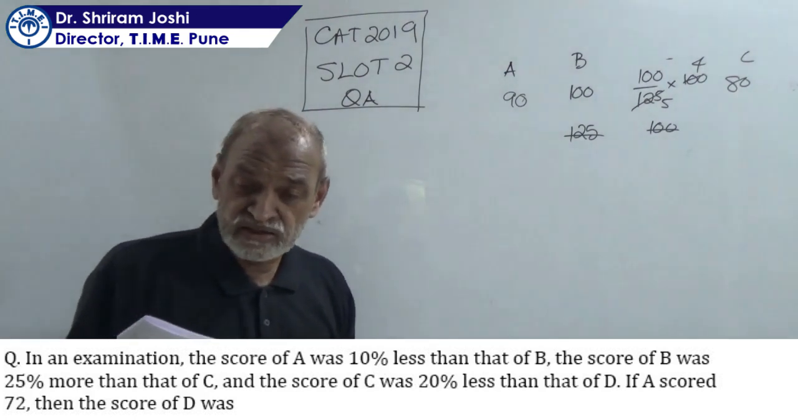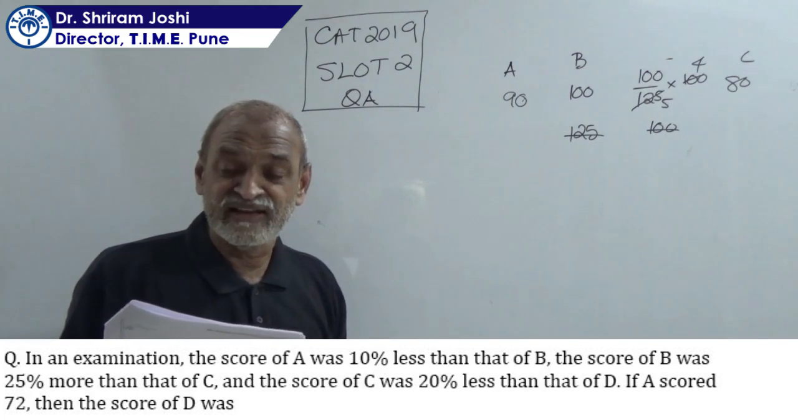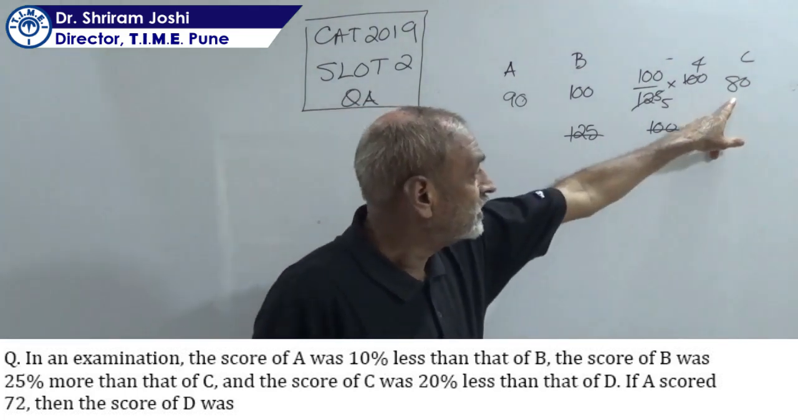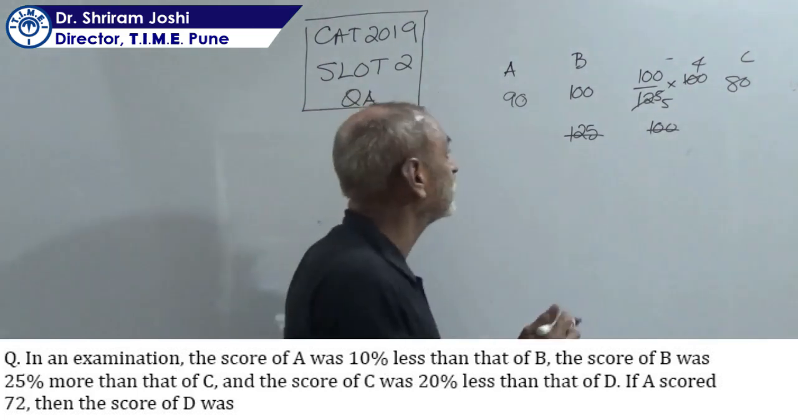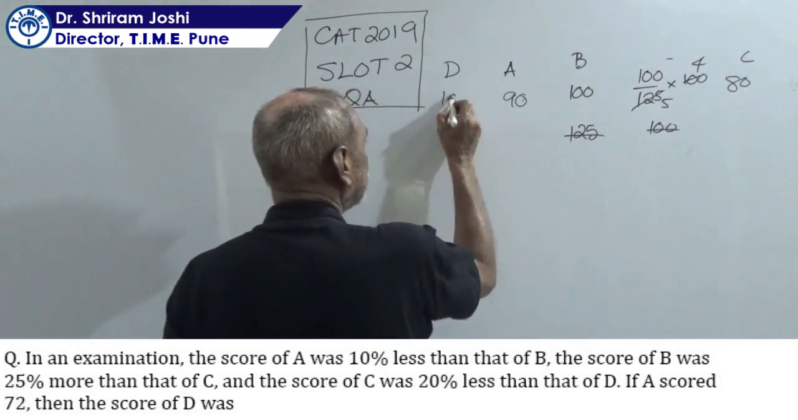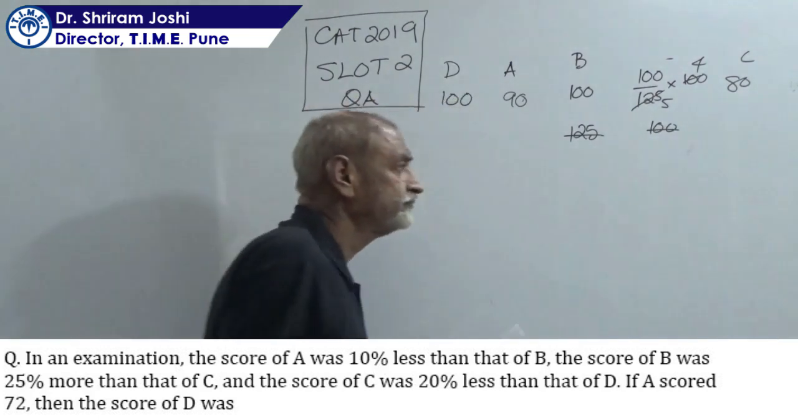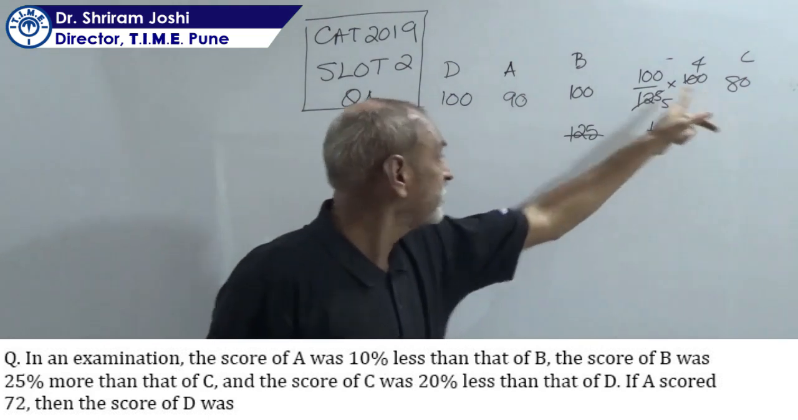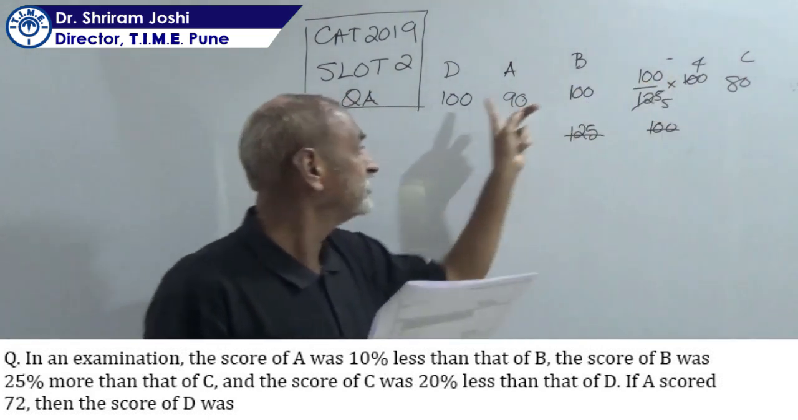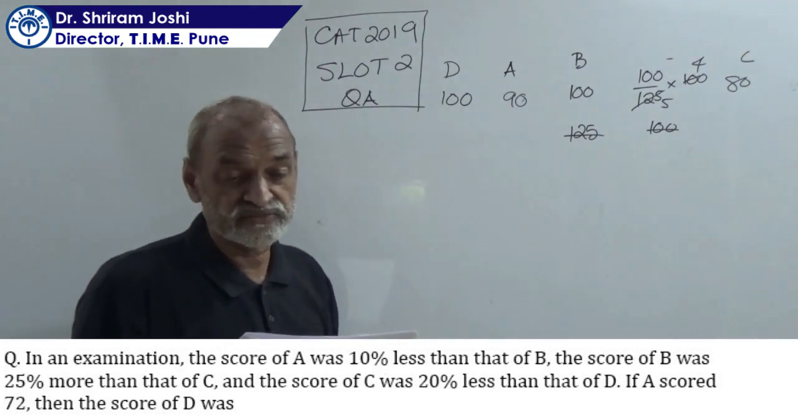Score of C was 20% less than that of D. So what is the score of D? Isn't this also 20%? Won't D also be 100? C is 20% less than that of D. So if this is 80, this also will be 100. So D also gets 100.